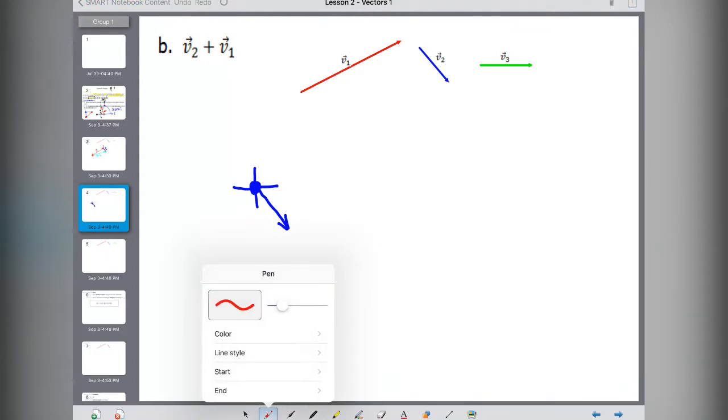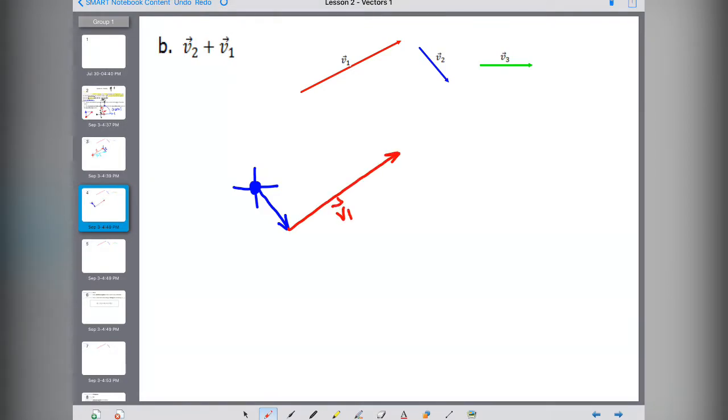And then drawing V1. Now, V1 is the red vector. I will continue going where I ended off, and I would draw an approximation of the vector. So this is V1. I forgot to label V2. So V2 plus V1 is like that. And so what does my resultant look like? Starting point to ending point.